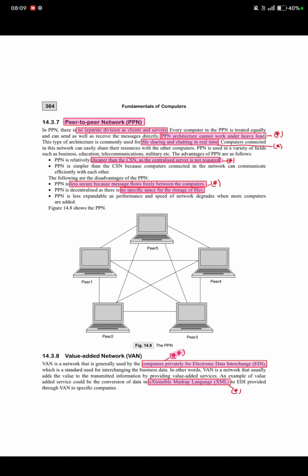Peer-to-peer network. No separate division as client and servers. Peer-to-peer network architecture cannot work under heavy load. It can't work under heavy load. It is used for file sharing and chatting in real time.